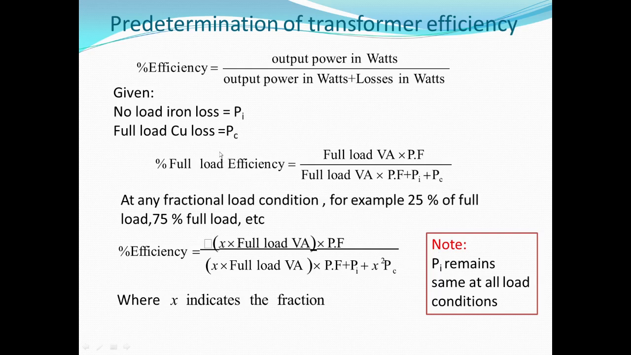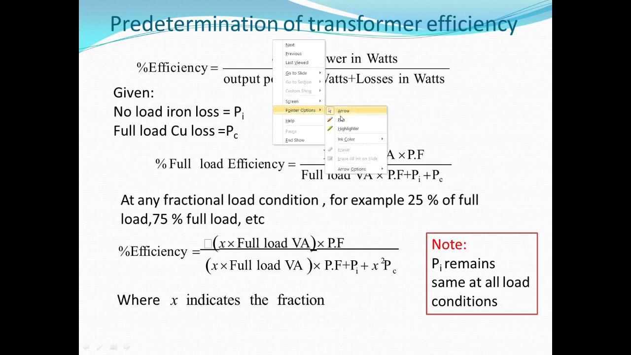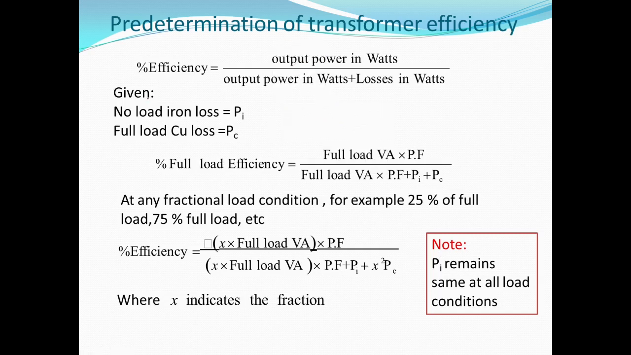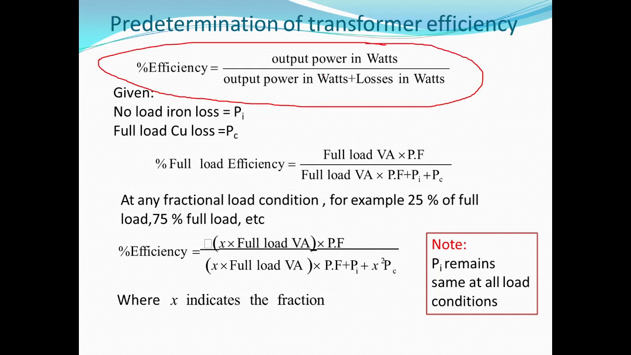Now the predetermination of transformer efficiency. Without giving any load, we can determine the efficiency of the transformer with the help of nameplate details using this formula. Percentage efficiency is equal to output power in watts upon output power in watts plus losses in watts, into 100. Actually, we are measuring percentage efficiency.